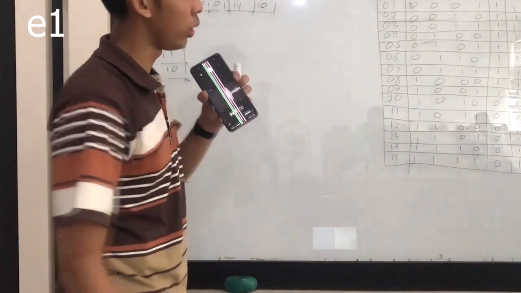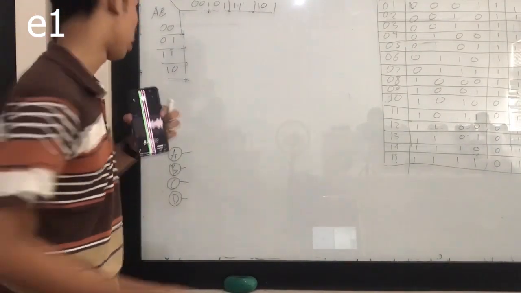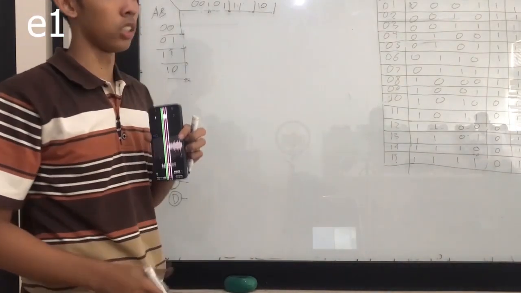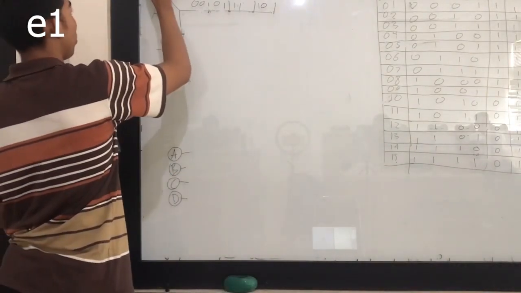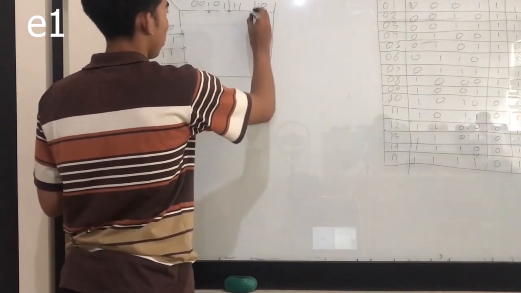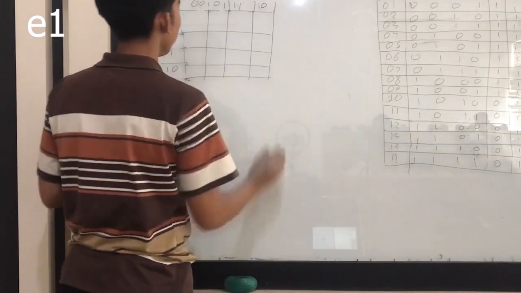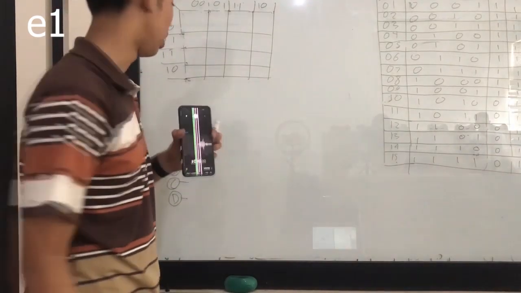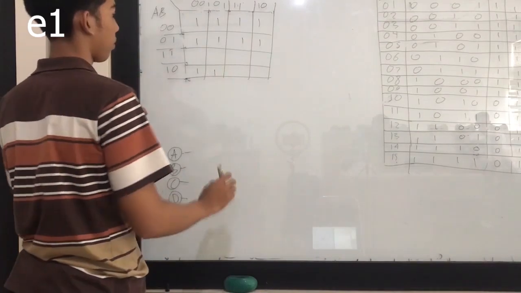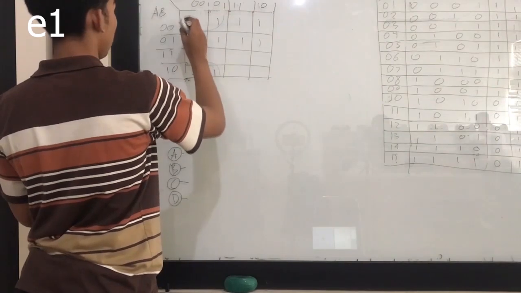Okay, I will now explain the E1. Like I said before, E1 is the same as A1, so we should get the same simplified result, the same circuit design and all like that. So E1. Okay, the kernel map should be like this, and the two groups are this and this.